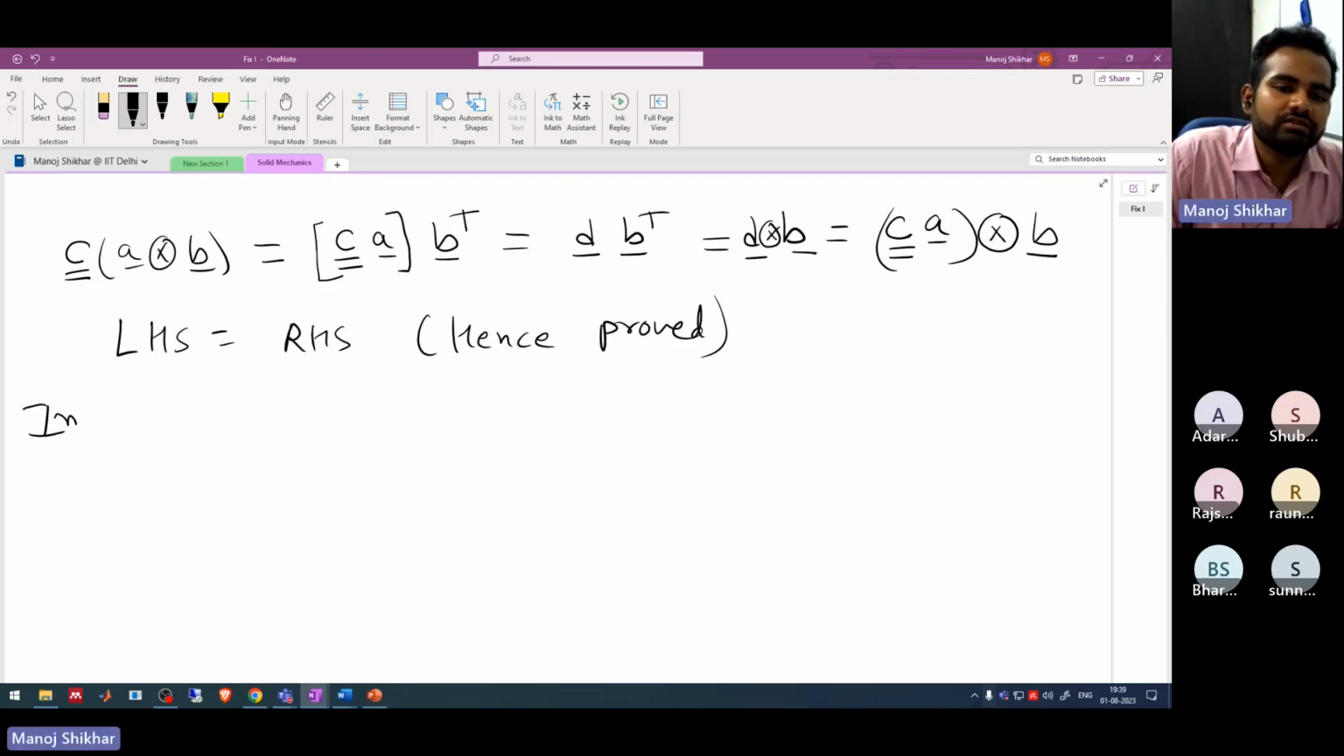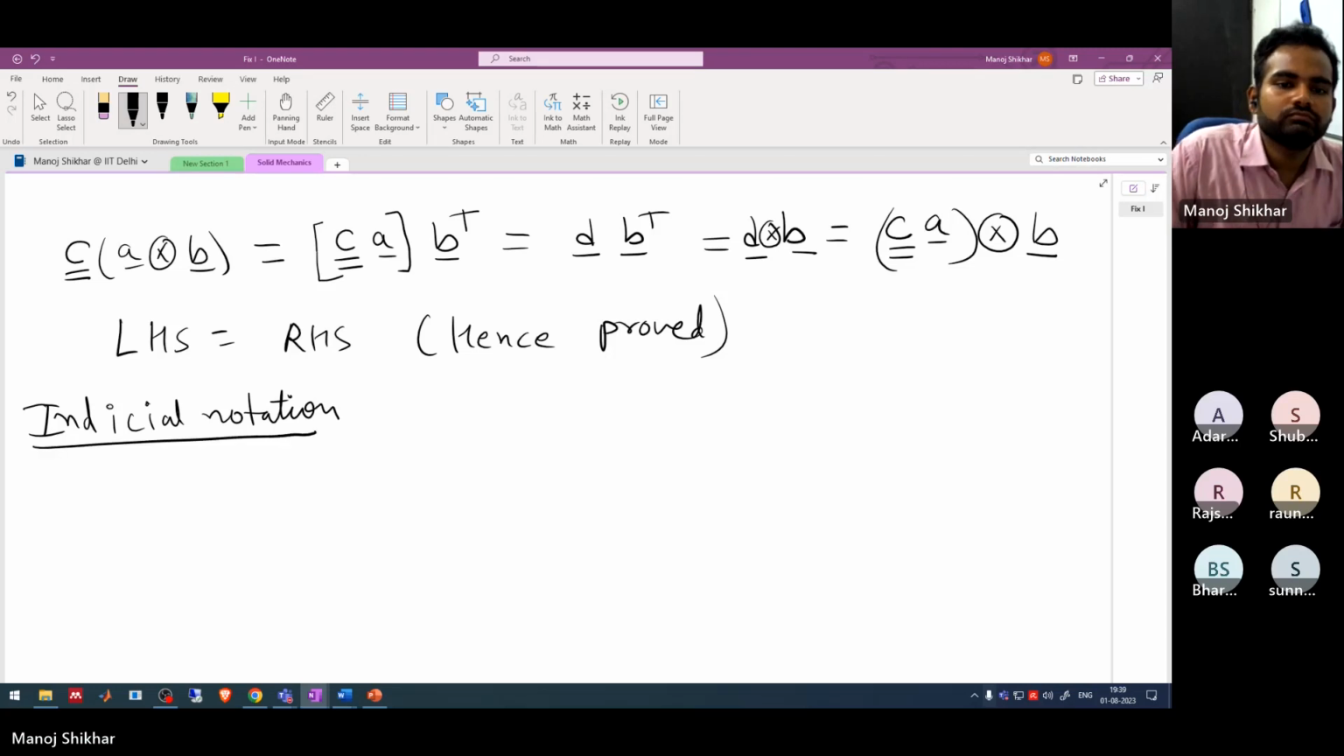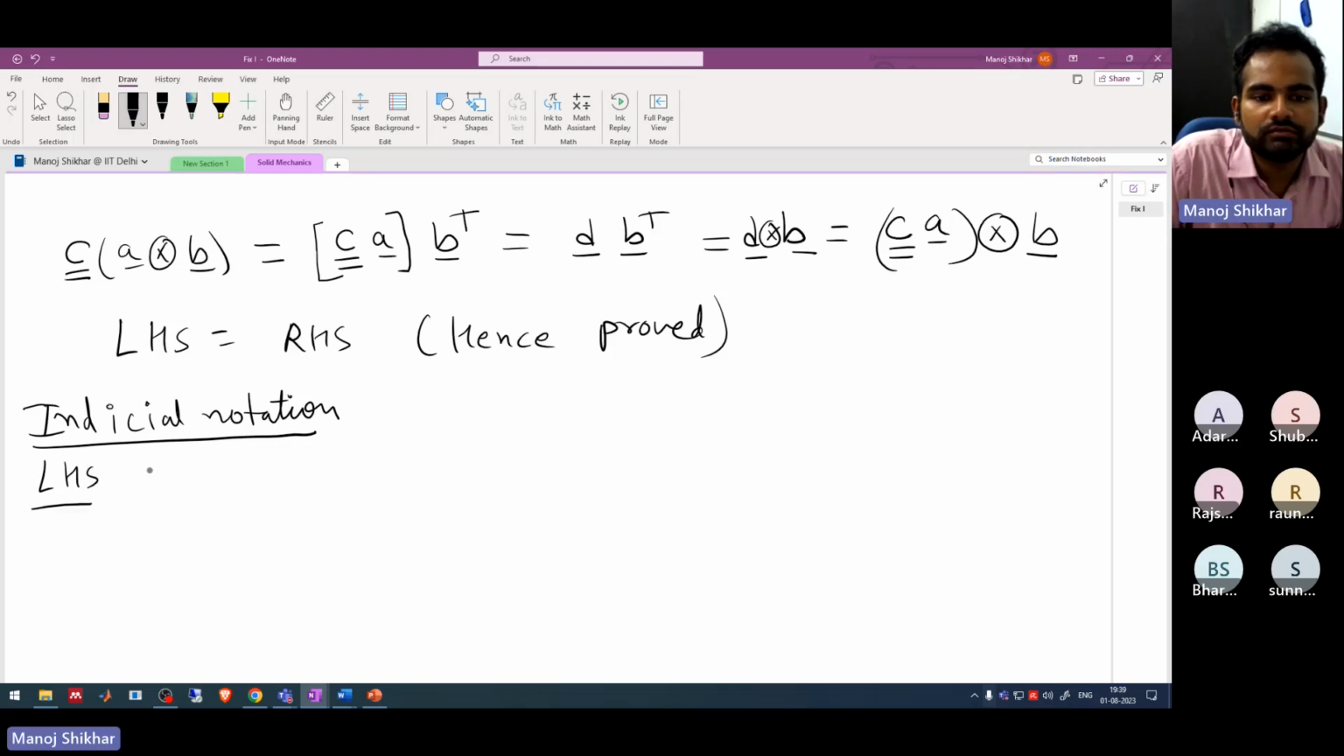I will show the initial notation also. Let's see. LHS is what?